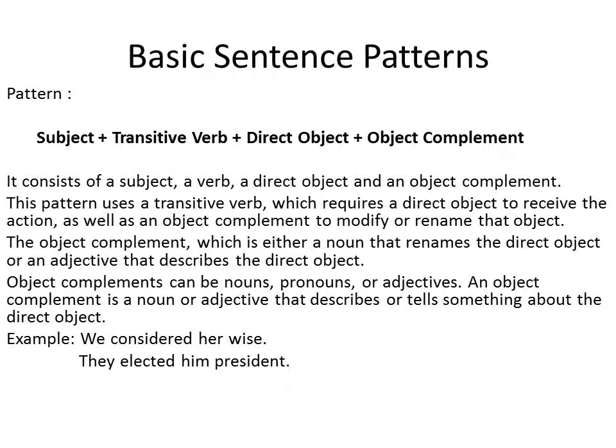Object complements can be nouns, pronouns, or adjectives. An object complement is a noun or adjective that describes or tells something about the direct object. Example: we considered her wise. Second example: they elected him president.